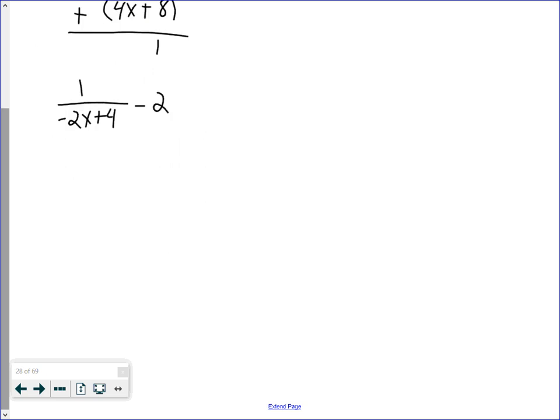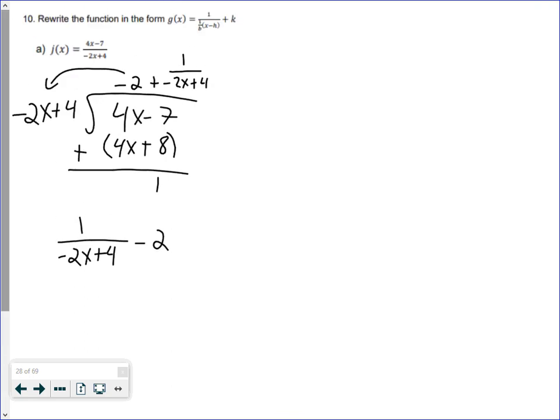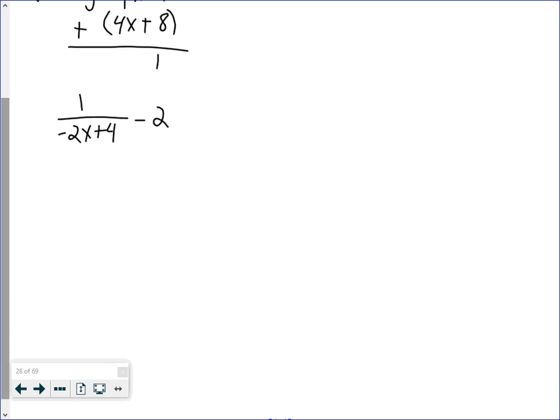All right. And then again, this is very similar to the form that we wanted. The only thing is that we want a coefficient of 1 in front of the x on the bottom. Not a negative 2x, we want it to just be 1. So what we're going to do is factor out a negative 2 from the bottom. You have to factor it out from everything on the bottom. So it's 1 all over negative 2 times x plus 2. You take out a negative 2 out of positive 4, you're left with a negative 2.